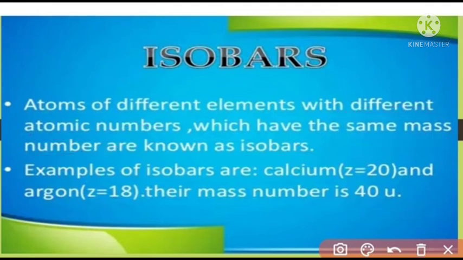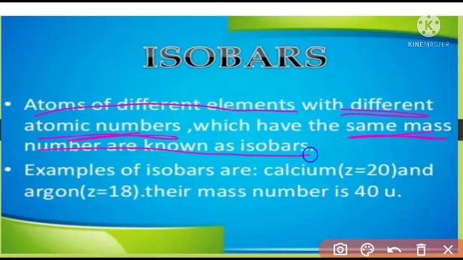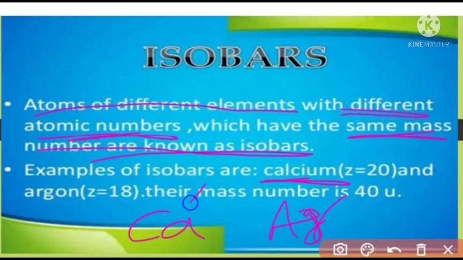The definition of isobar: atoms of different elements with different atomic numbers which have the same mass number are known as isobars. For example, calcium and argon should contain the same mass, 40.